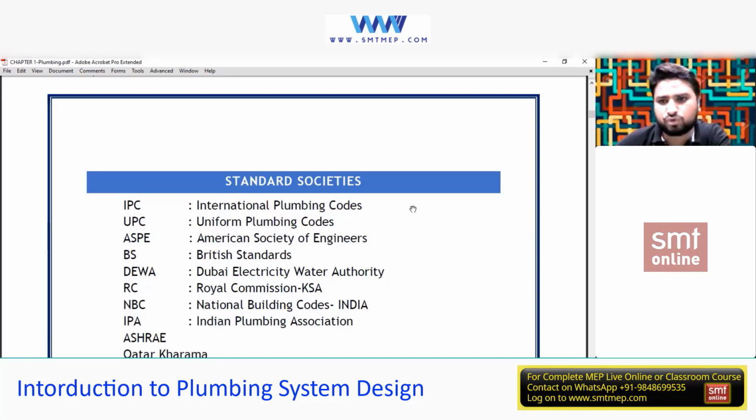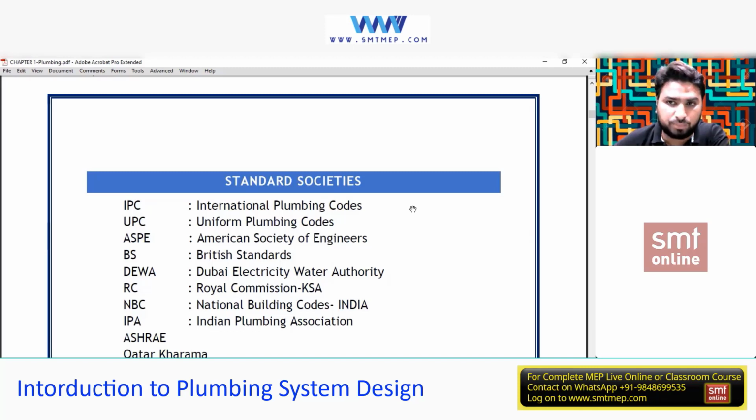Now there are a number of codes specified here, one by one. The very first code is the IPC standard, that is, the International Plumbing Code. The second is UPC. The International Plumbing Code is a code or handbook in which we get all the data to design, install, and select materials with respect to the region. There are a number of application codes, like IPC, UPC, ASPE, British Standard, and so on. We need to opt for one.